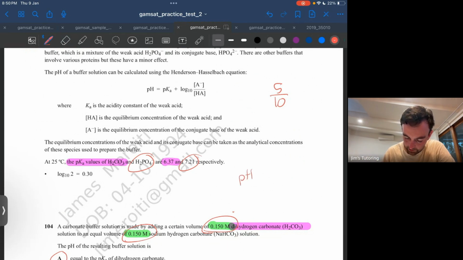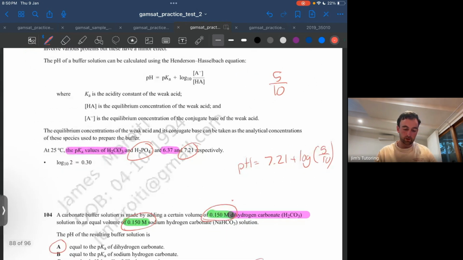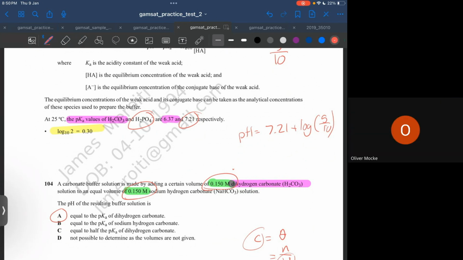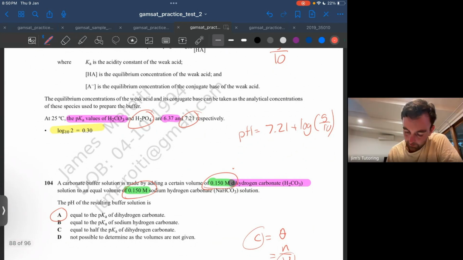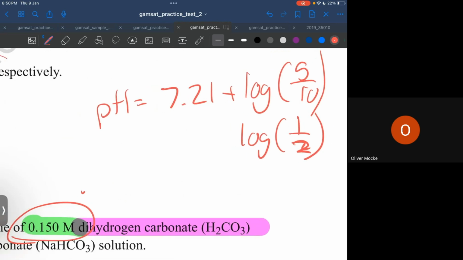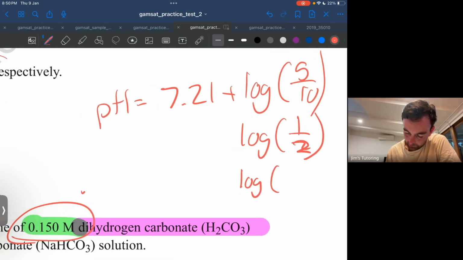So our pH will equal 7.21 plus log 5 over 10. Does anyone want to have a go at solving that? They've given us a value here, log 10 of 2. Well, you can simplify to log half. Yep. So if we have log 1/2, that will be the inverse of log 2. So it'll be log 2 to the negative 1.